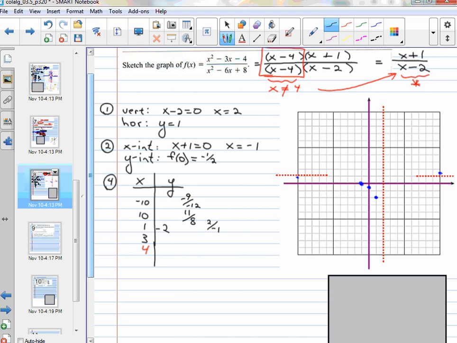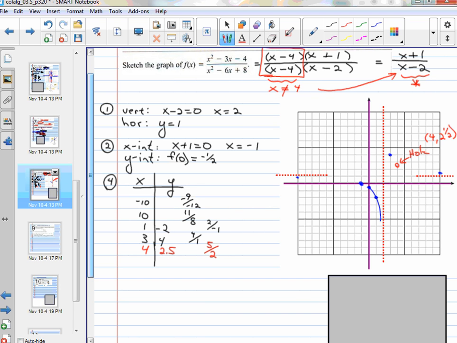For 3, 3 plus 1 is 4 and 3 minus 2 is 1, so 4 over 1 is 4. The point is 3 comma 4. And now, what if I put a 4 in there? 4 plus 1 is 5, and 4 minus 2 is 2, so that's 2.5. That is a hole at 4 comma 2 and 1/2 in my graph.